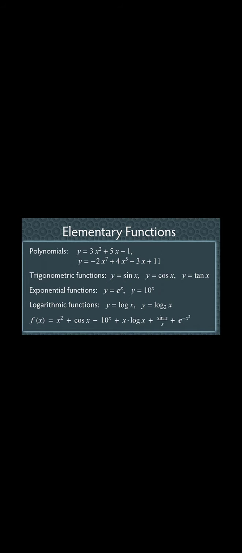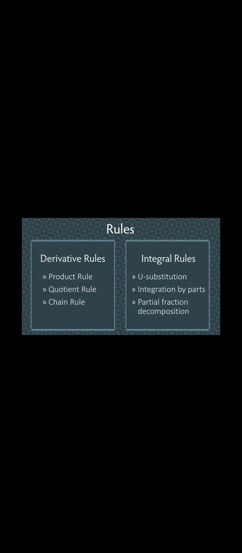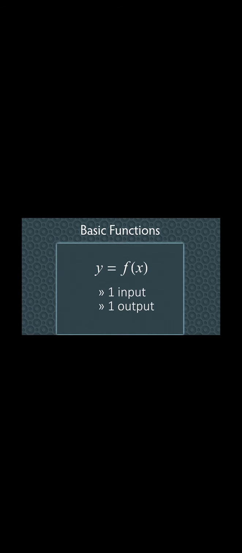In calculus, there are a lot of rules to help you find derivatives and integrals of these more complex functions. The derivative rules have names like the product rule, quotient rule, and chain rule. The integral rules include u-substitution, integration by parts, and partial fraction decomposition. When you first learn calculus, your focus will be on basic functions, functions with one input and one output. Once you've mastered calculus for basic functions, you'll then move up to higher dimensions.